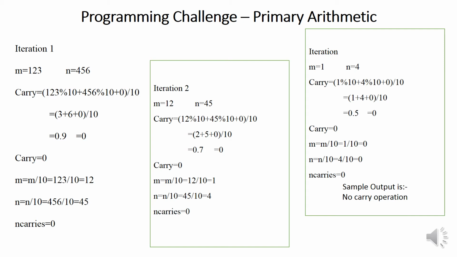In the next iteration, m is equal to 12, n is equal to 45. From that previous iteration 1, we get m equal to 12 and n equal to 45. So we again perform those steps. Carry is equal to 12 modulus of 10 plus 45 mod of 10 plus 0. 0 is also the carry. In the first iteration the carry is 0, that's why we add 0 here. After finding the modulus of 12, we get 2. Modulus of 45, we get 5, and plus 0, so carry is 0. So 2 plus 5 plus 0, that is 7. 7 divided by 10, this is the basic operation of division. So 0.7, and here the carry is also 0.